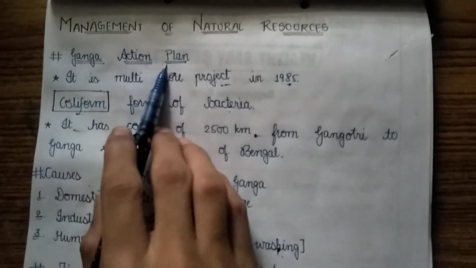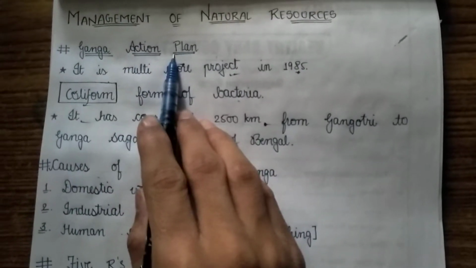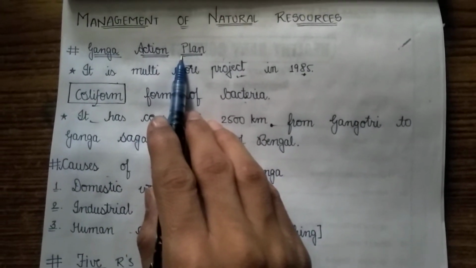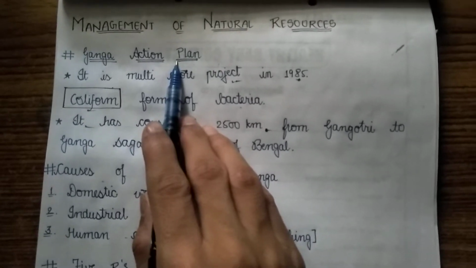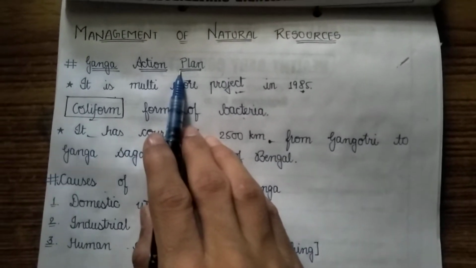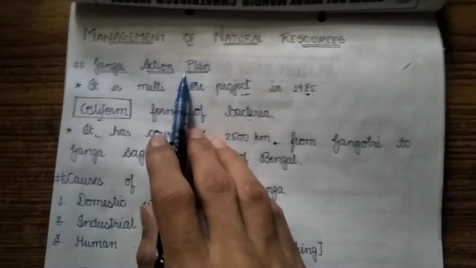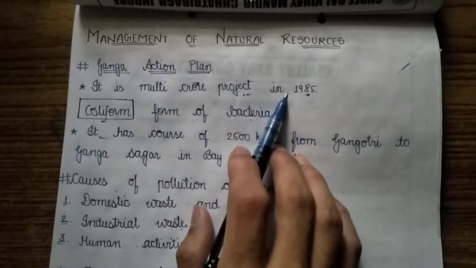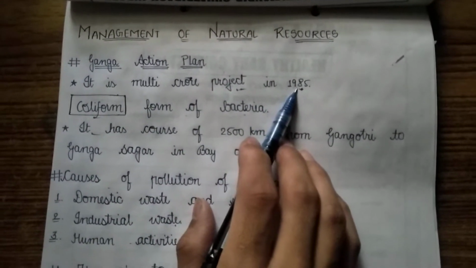First we will see Ganga Action Plan. What is Ganga Action Plan? What are the causes of polluting Ganga? How we can save it? We will see all these topics under this heading. It is a multi-crore project initiated by the government in 1985.